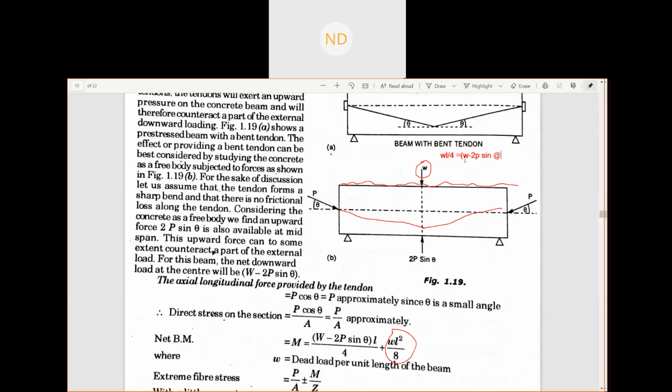Theta. So let me write it this way, theta. Now WL by 4. That means again one L is going to be present there, which is your span, divided by 4. What was that? Our moment due to this point load was WL by 4, and our W is how much? Our W is the total external load W minus 2P sine theta.